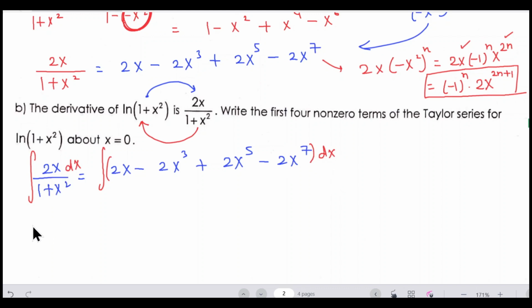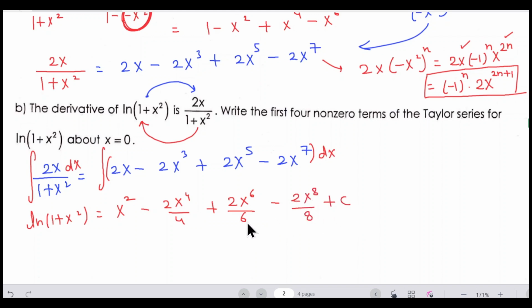So this is clearly ln of 1 plus x squared. And 2x, when integrated, will become x squared. This will become 2x raised to 4 over 4. This will become 2x raised to 6 over 6. This will become 2x raised to 8 over 8. Don't forget the constant of integration. So it's going to look like ln of 1 plus x squared is going to be x squared minus x raised to 4 over 2 plus x raised to 6 over 3 minus x raised to 8 over 4 plus c.